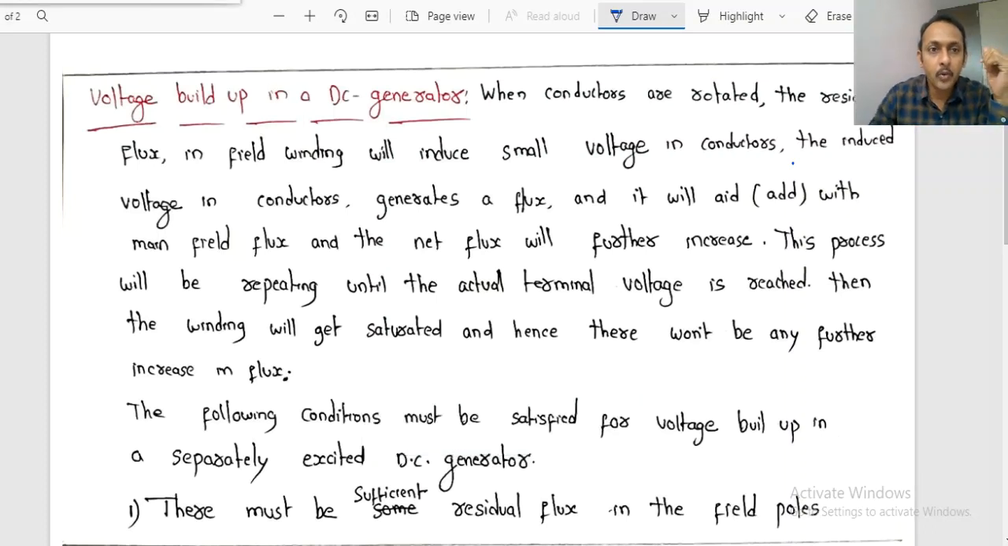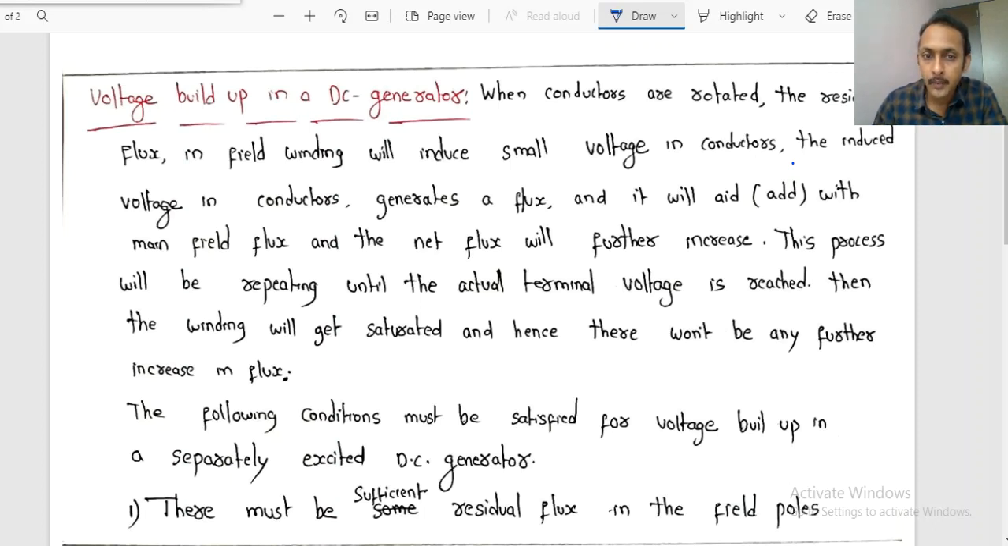In this video, we are going to discuss the voltage buildup in a DC generator. Basically, what happens is when the conductors are rotated, there will be some residual flux in the field winding, which will induce some voltage in the conductors. Now, the induced voltage in the conductor generates a flux and it will aid the main flux, and the net flux will further increase, and this process will be repeating until the terminal voltage is reached.